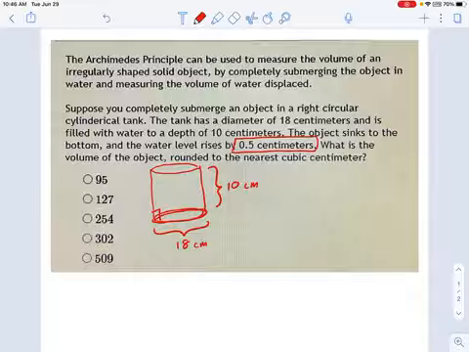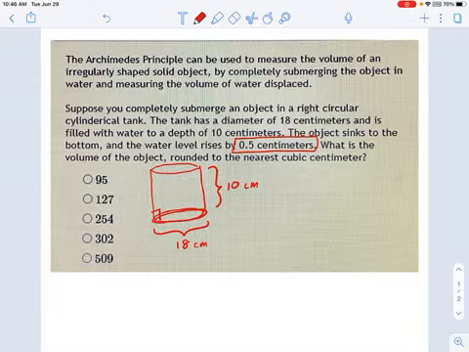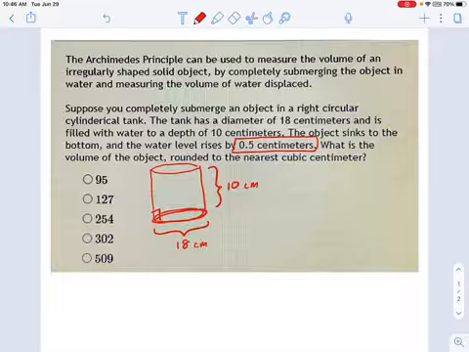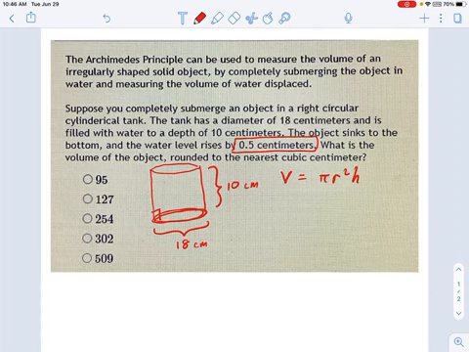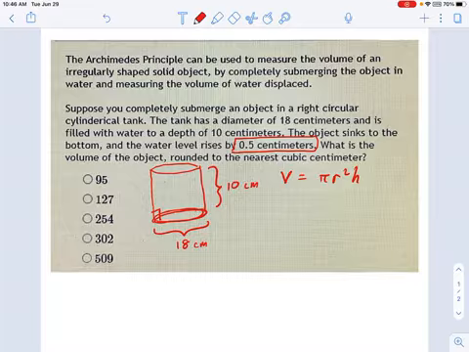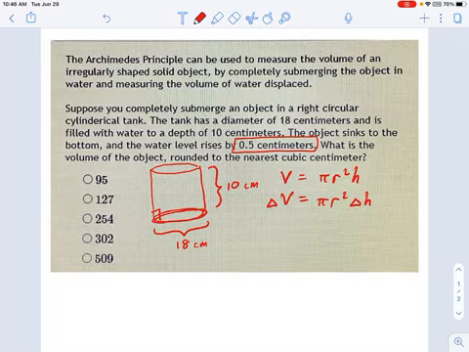So to calculate the change in water volume, I take the area of the circle, right? And let's actually talk about the volume of a cylindrical volume, and that's going to be pi r squared times h. That's something you should know. So if I take pi r squared times h, what's the h that I'm interested in? It's the change in volume. So delta V, that's the change in water volume, equals pi r squared times delta h, the change in the height when you dunk this object into the tank.